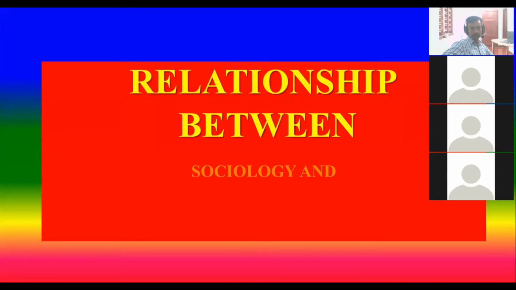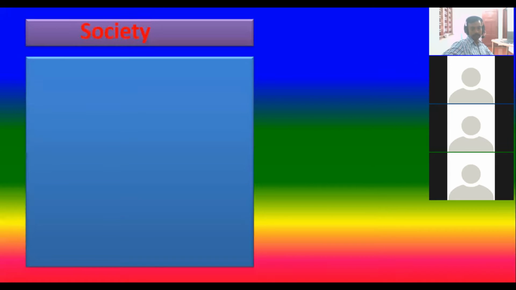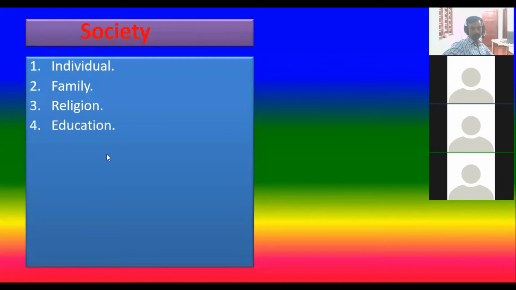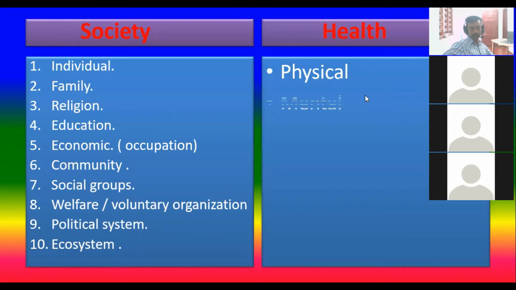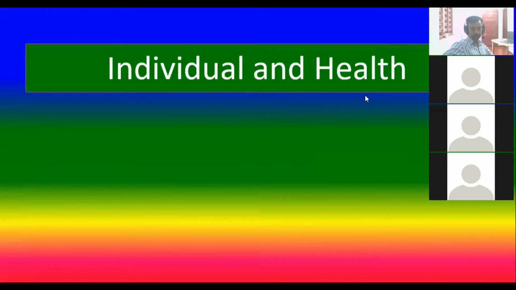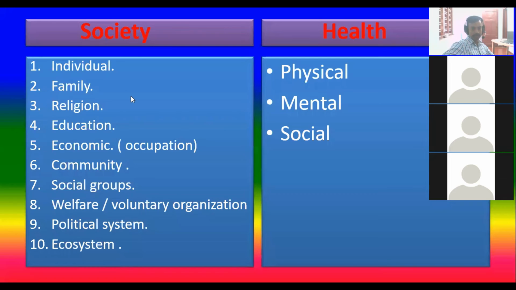Then the relationship between sociology and health. Society. These are the components of society: individual, family, religion, education, economic institution, which determines job and occupation, community, social groups, welfare organizations, political system, and ecosystem. We are individuals who interact with all these components of society, okay? Then health: physical health, mental health, and social well-being. Then we are going to detail the relation between each component.